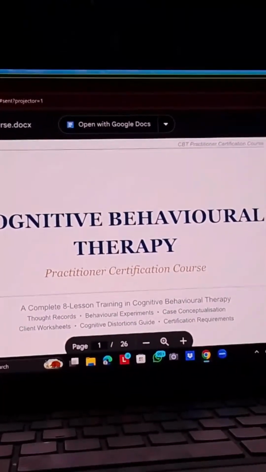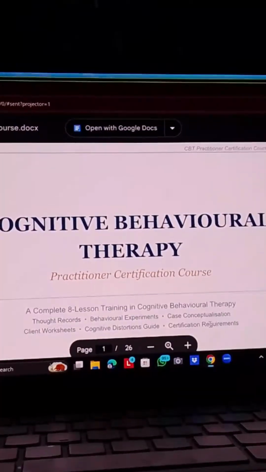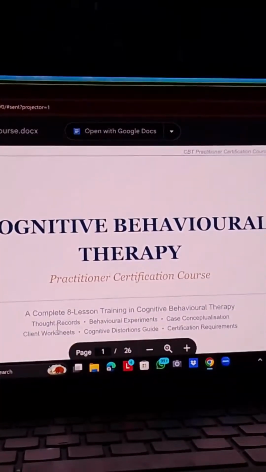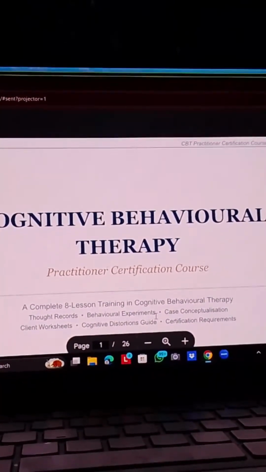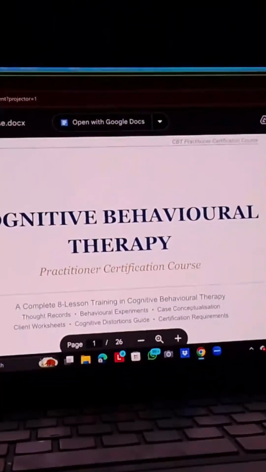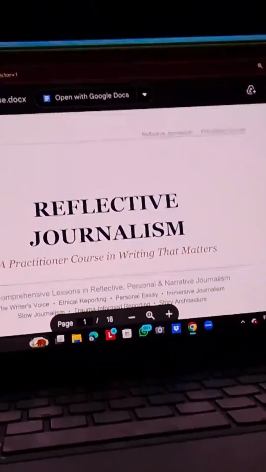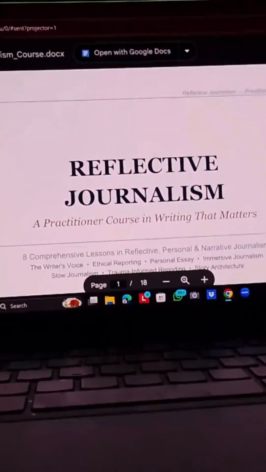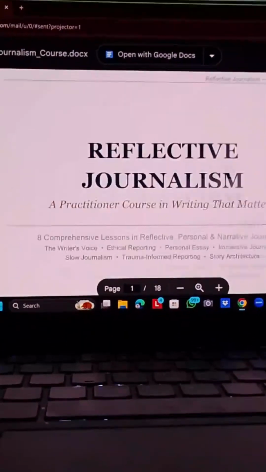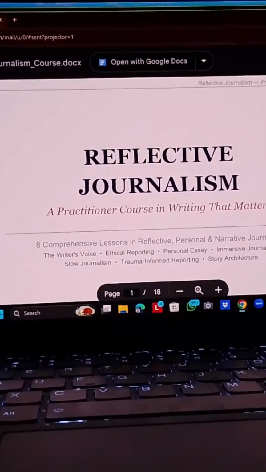There are thought records in this, behavioral experiments, case conceptualization, client worksheets, cognitive distortions guide, certification requirements. Next we're seeing about reflective journalism. This is something that I've always loved to learn and do.